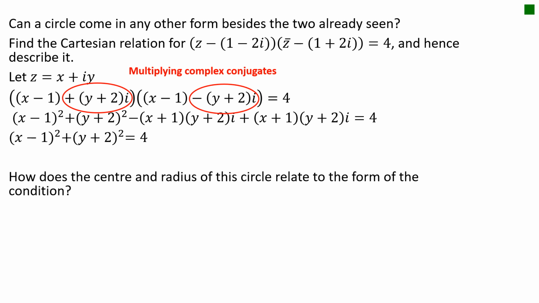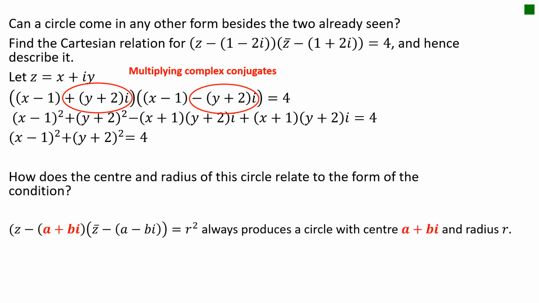Now, let's think more generally. So suppose we're given something of this particular form. Oh, I'm missing a bracket there. I'll replace it later. Z minus a complex number, bracket, times Z bar minus the conjugate of that complex number is equal to R squared. In fact, it always produces a circle of radius R with center A, B, or complex center A plus Bi. Now, have a think about why.